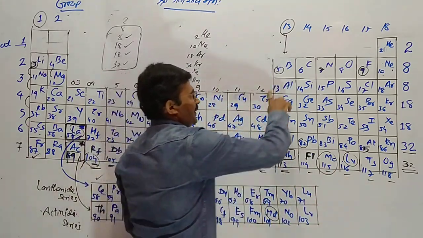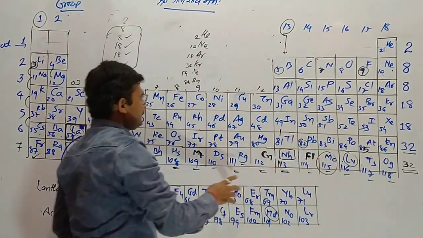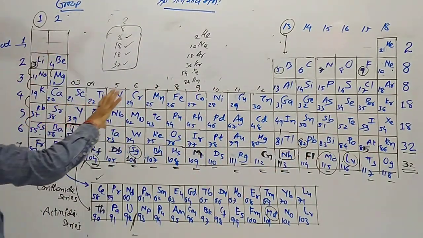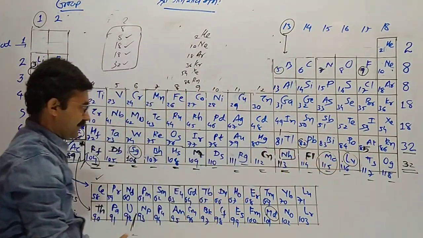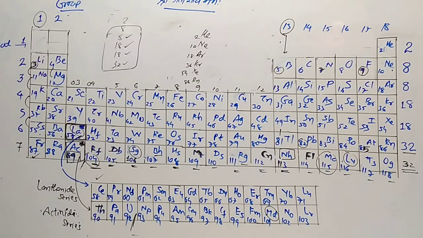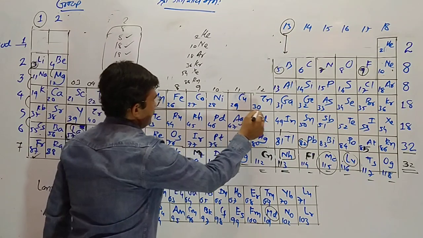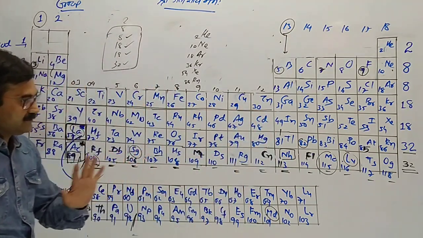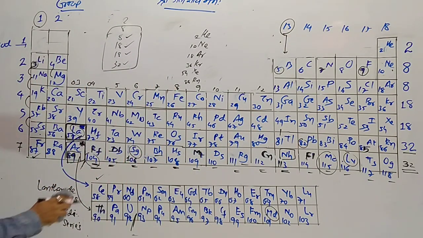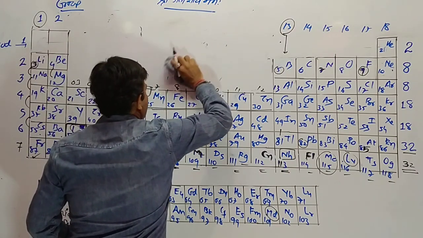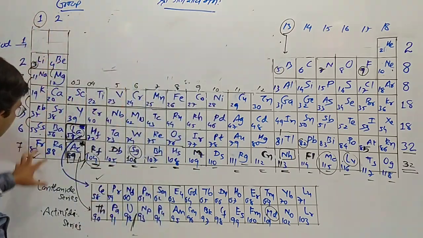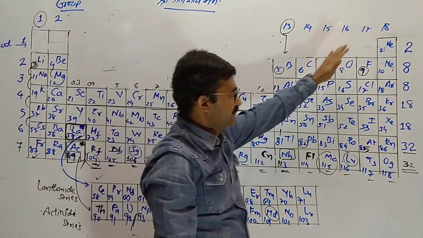Understood? Remember this much. Groups 1, 2 and 13 to 18 are completed. But we have to remember only these 11 groups. For the total periodic table, no need to remember everything. Only this portion: 1, 2 and 13 to 18.